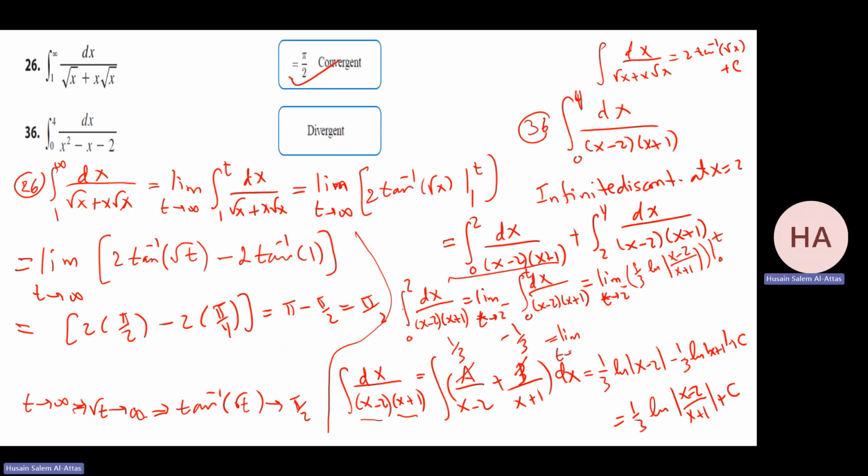That gives me the limit as t goes to 2 from the left of 1 over 3 ln of t minus 2 over t plus 1 minus 1 over 3 ln 2. As t goes to 2 from the left, this goes to 0. Ln 0 gives me minus infinity. So this diverges. So this one is divergent. No need to check the other one. Okay.